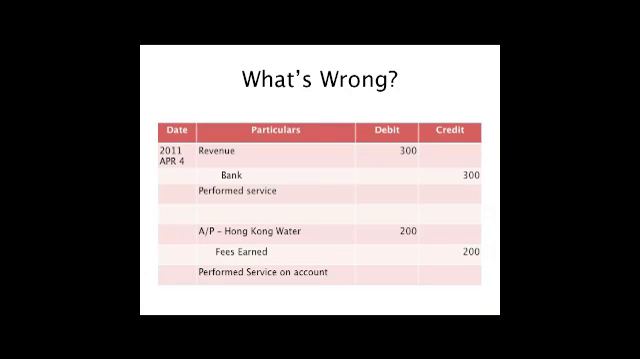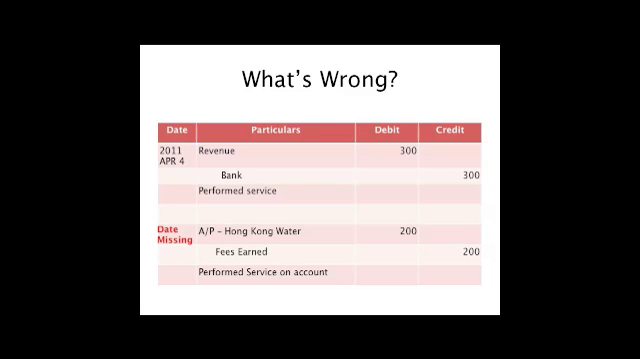This is a general journal, and there are some errors in this journal. The first mistake that I am going to point out is the missing date for the second transaction. Each transaction must include the date, however the month and the year are not necessary because they are already shown on the first transaction, which is 2011 and the month April.